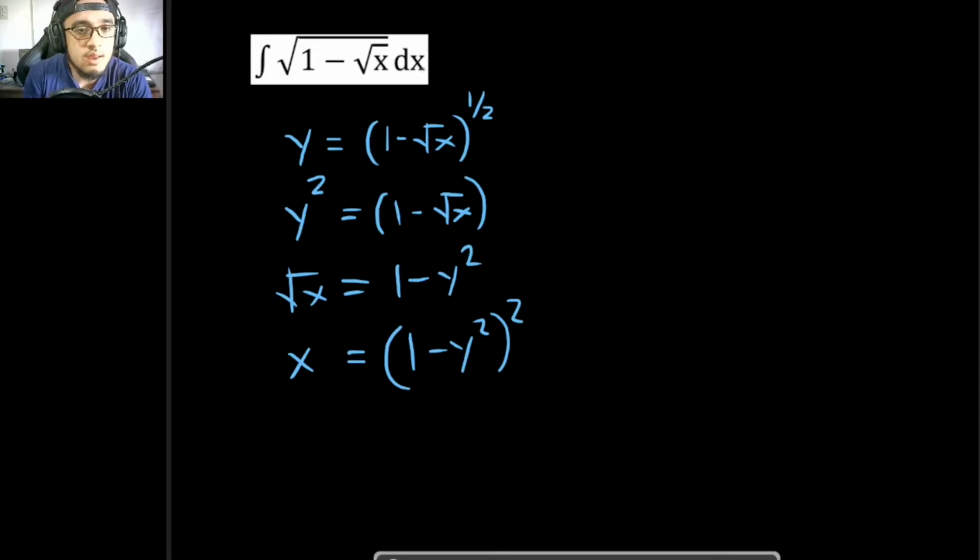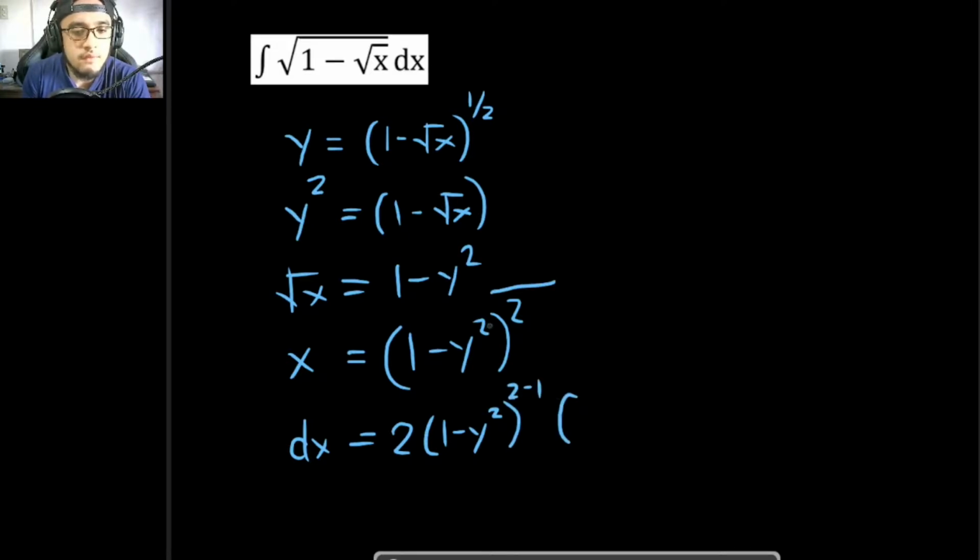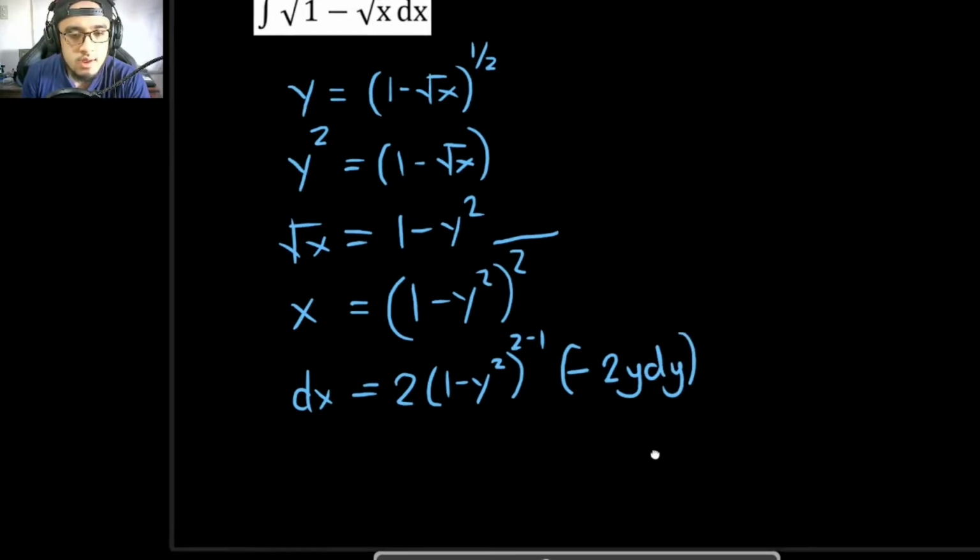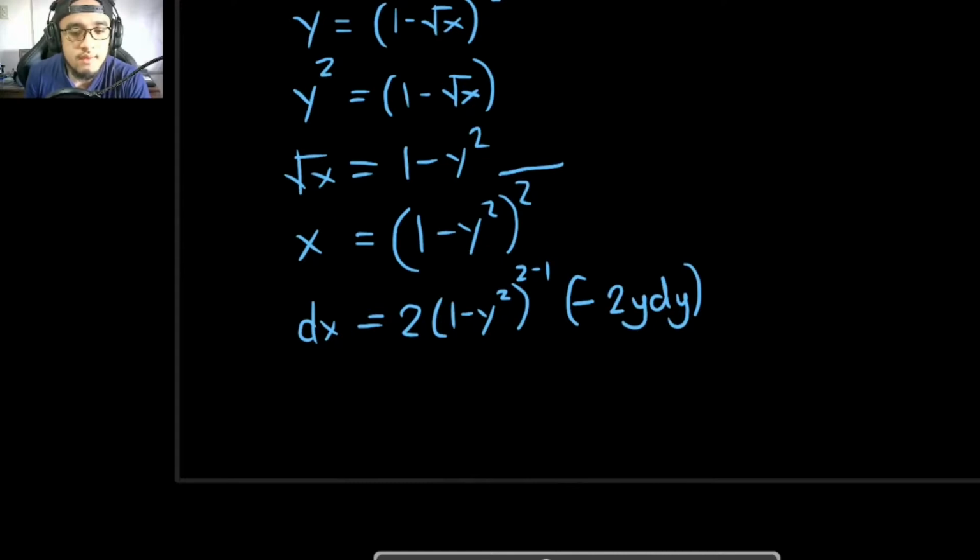So for us to get the value of our dx, we take the derivative of this, which is 2 times (1 minus y squared) raised to 2 minus 1, times the derivative of this function right here, which is negative 2y dy. So there, we are using the power formula for getting the derivative.